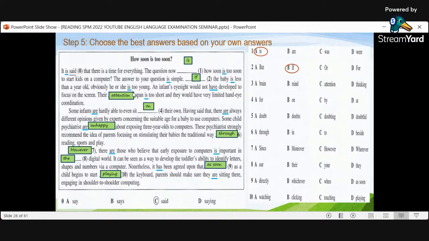Okay, and then the attention span, you have brain, mind, thinking. Usually you never use brain span, mind span, thinking span. It doesn't go together. Okay, and then number 4, I also have on. So even sit on, sit for is a different meaning, sit by is a different meaning, sit at is a different phrasal verb.